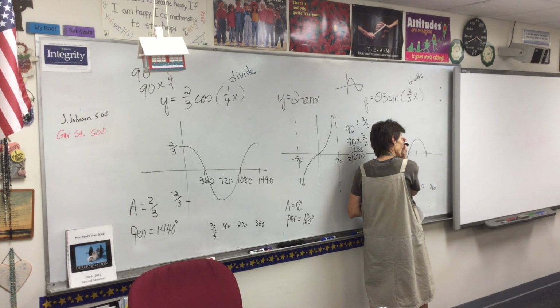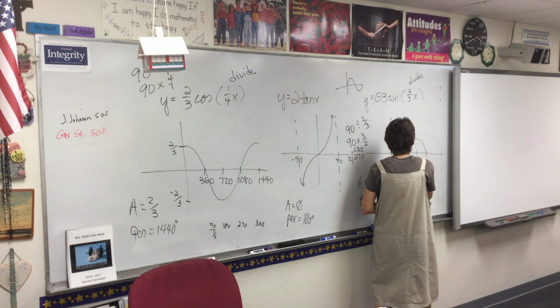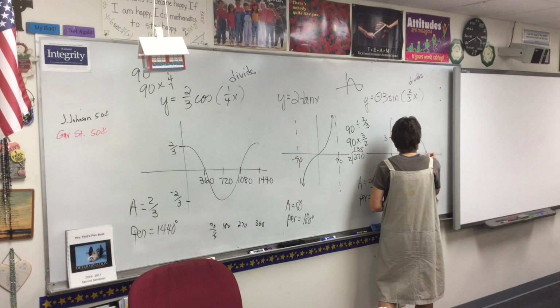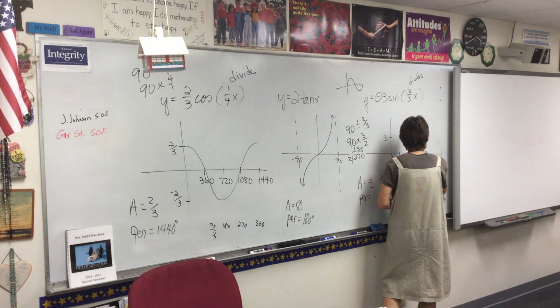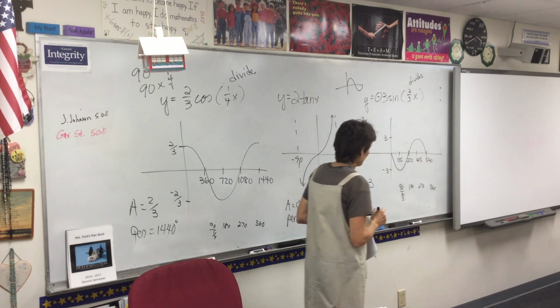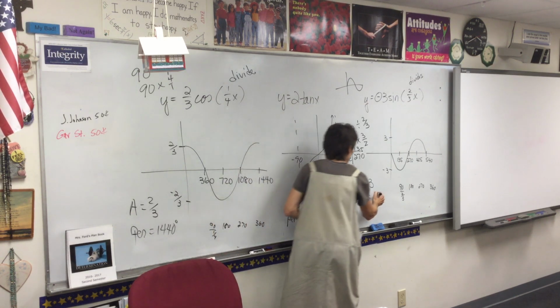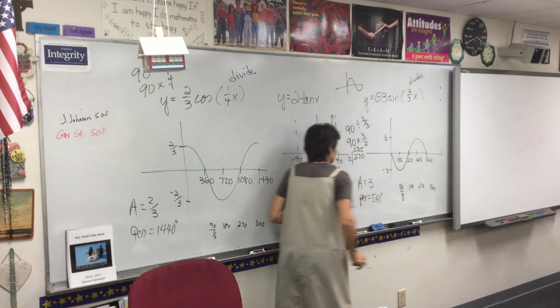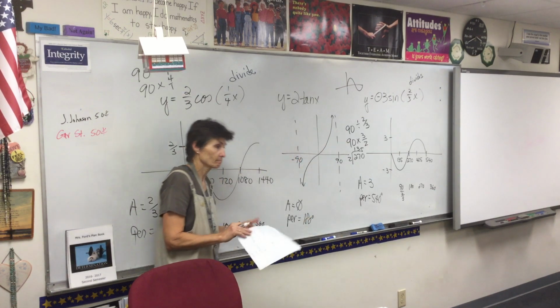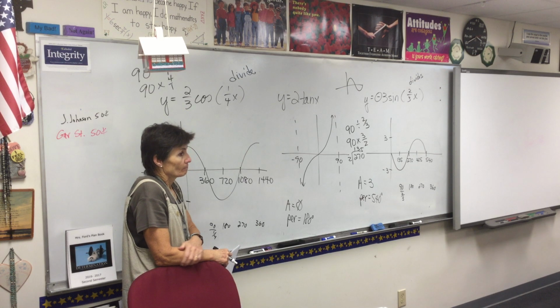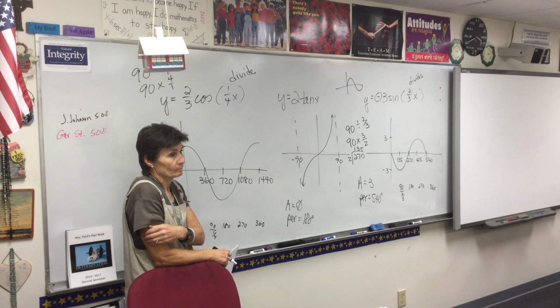So if I add 135, that would be 270, 405, 540. Is that right? I think so. Yeah. So my period is 540. Okay?